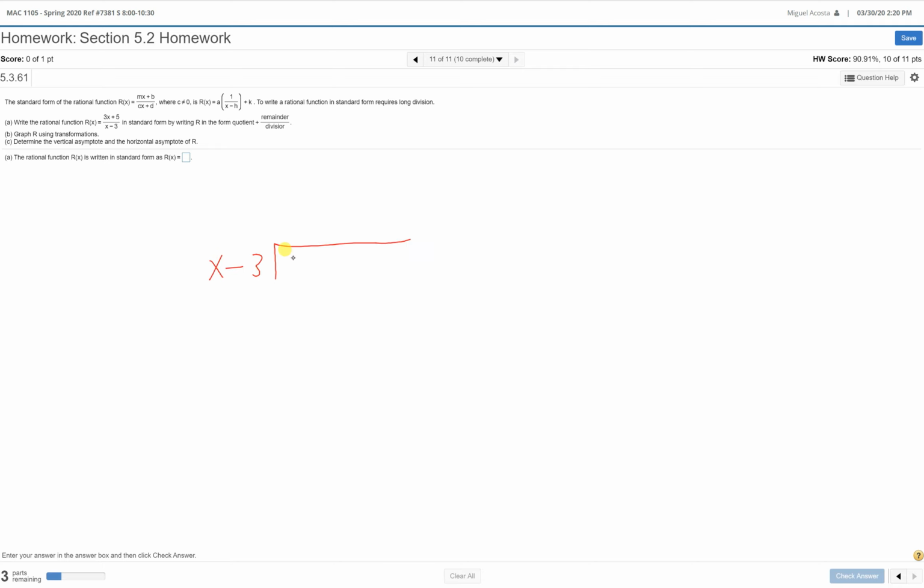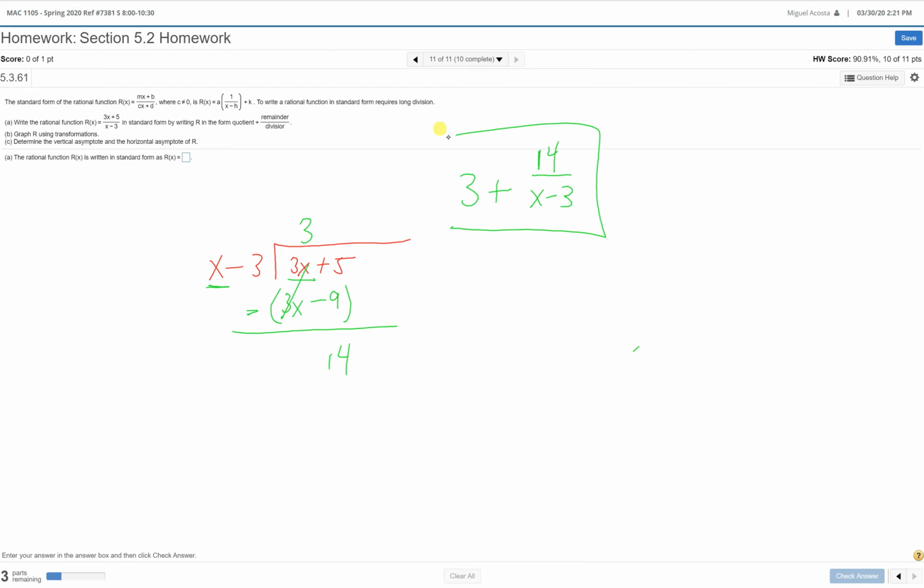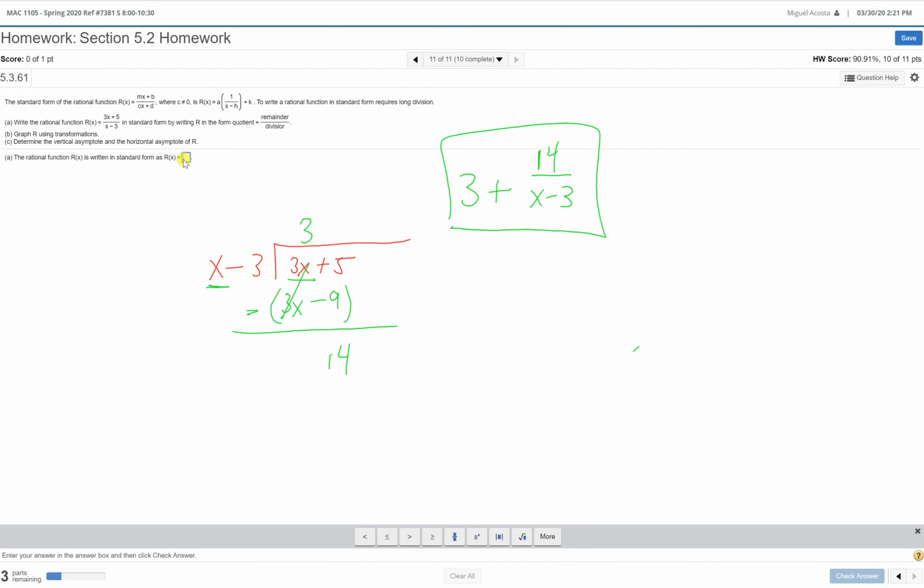We're going to do long division, 3x plus 5, and basically simplify, or divide it out. What do I multiply to x to get 3x? 3. We're going to distribute the 3: 3 times x is 3x, and 3 times negative 3 is negative 9. We're going to subtract. 3x minus 3x cancels out. 5 minus negative 9 is adding, so 5 plus 9 is 14. So the quotient 3 plus the remainder 14 divided by the original divisor. That's all you have to do. Let's write that out: 3 plus the fraction 14 over x minus 3.